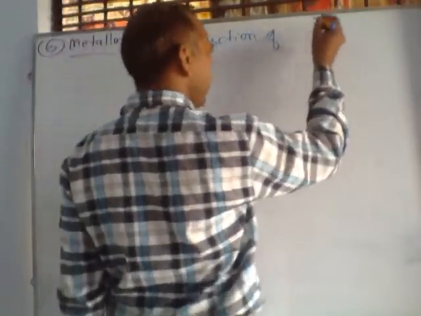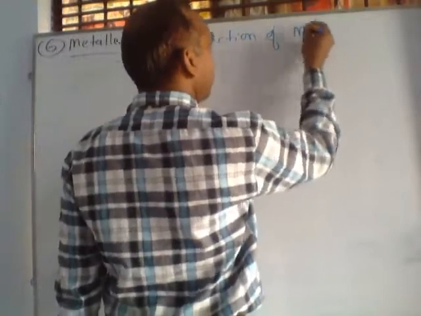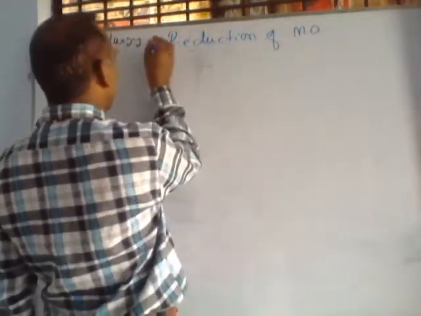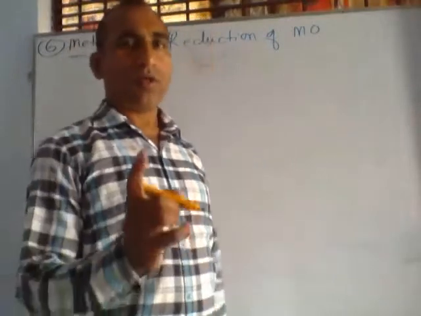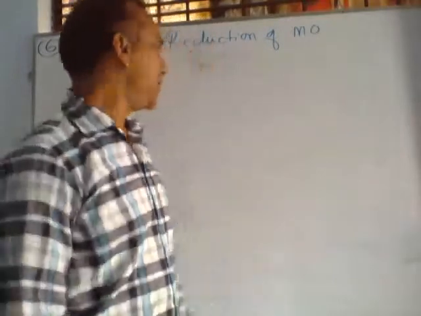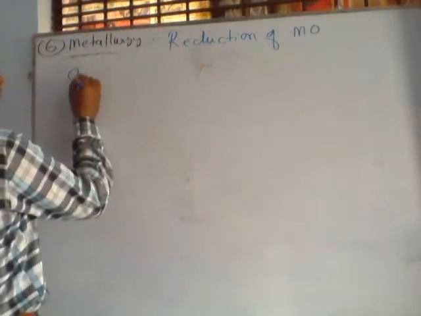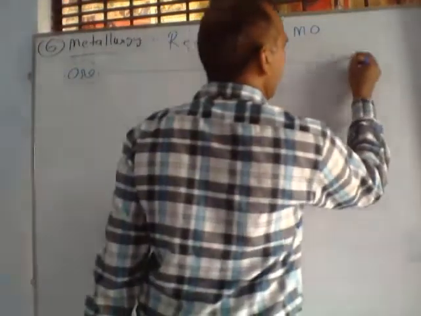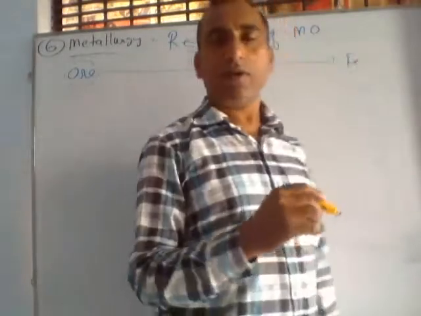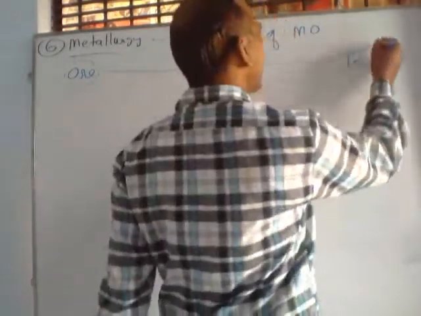Today we will learn the topic reduction of metal oxide from the chapter metallurgy. So, in the process of metallurgy, from ore we extract any metal, suppose iron, otherwise any metal.